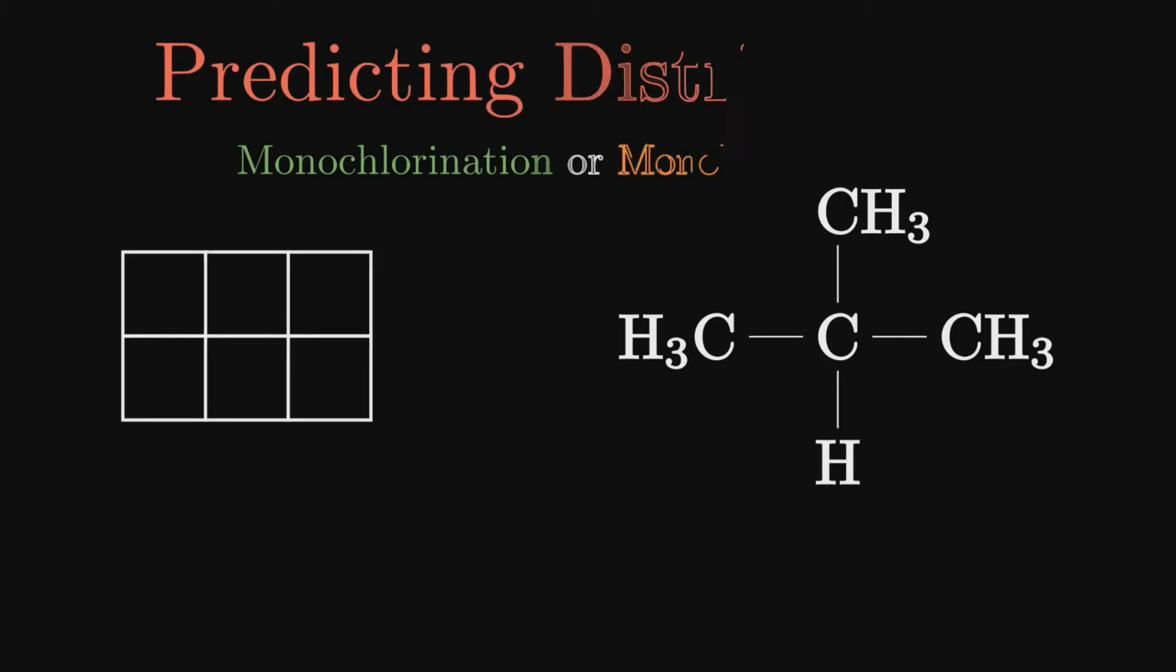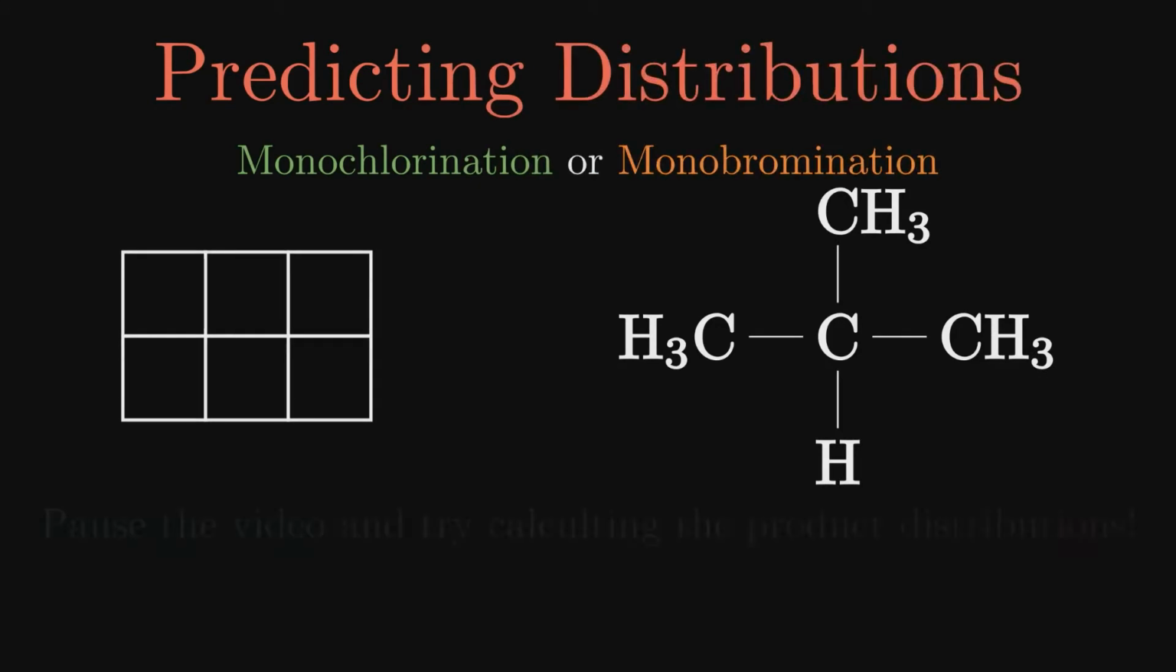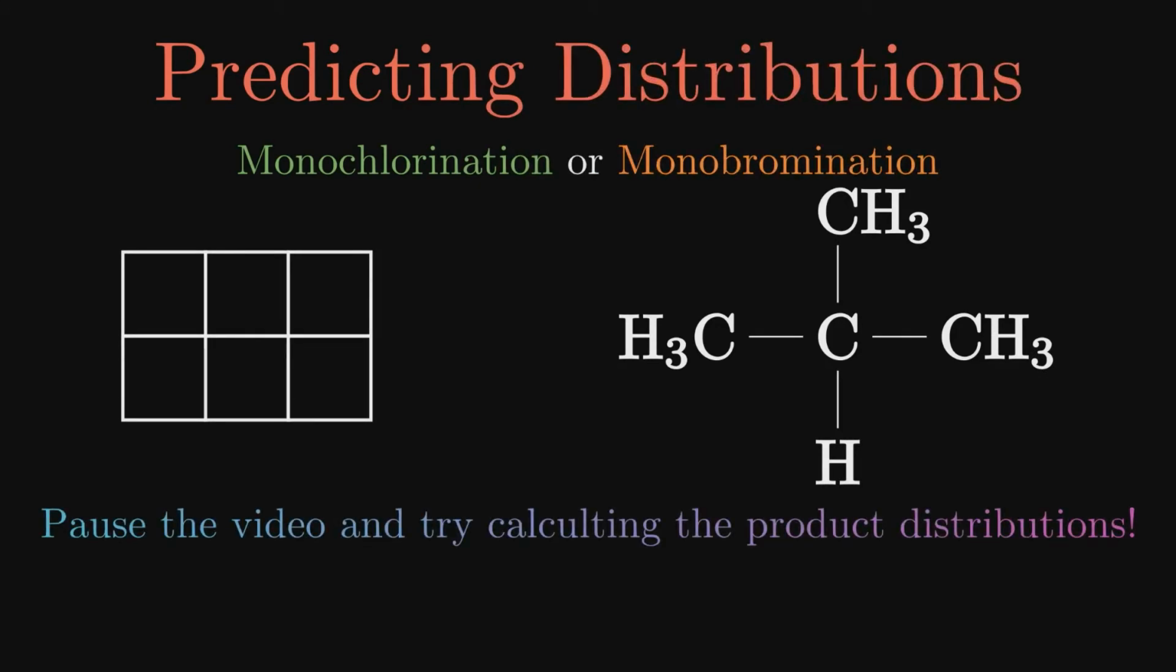Before I show you the predicted product distributions for chlorination and bromination of 2-methylpropane, pause the video and give it a go.